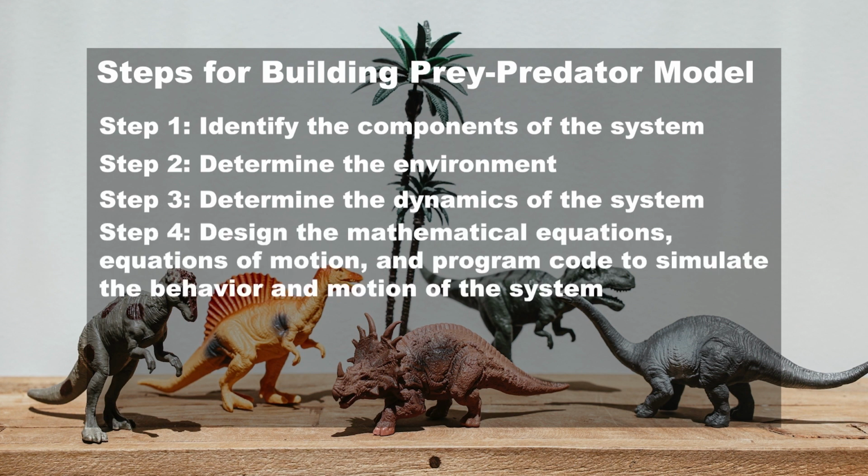The fourth step concerns designing the mathematical equations of motion and program code to simulate the behavior and motion of the system. This step involves designing the equations and code to represent the behavior and motion of the prey and predators in the system. This includes equations for motion, predator-prey interaction and external factors like weather, temperature, etc.